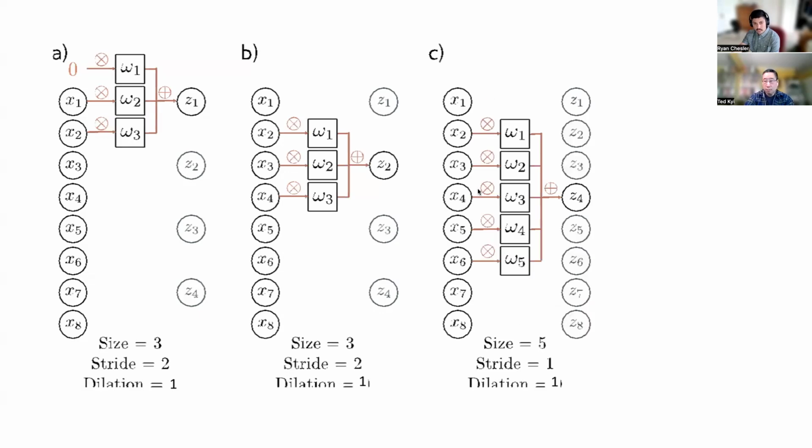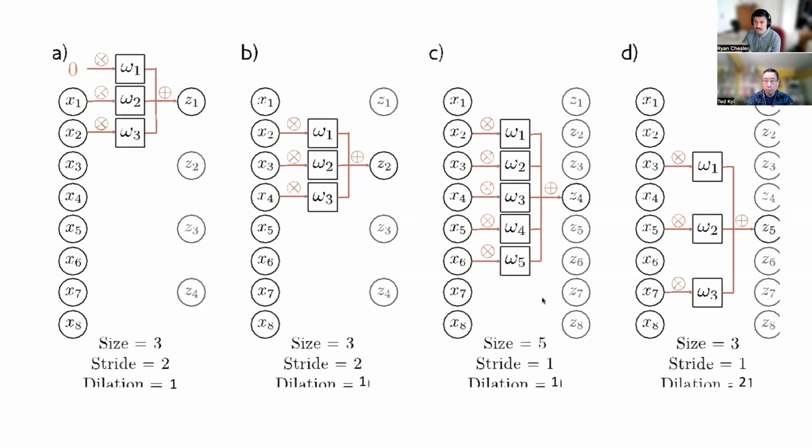And so here's a different one with a kernel size of 5. So we can see that it's five weights instead of 3 this time. Stride of 1, dilation of 1. So it's very similar to what we saw before, just with the kernel size of 5 instead of 3.